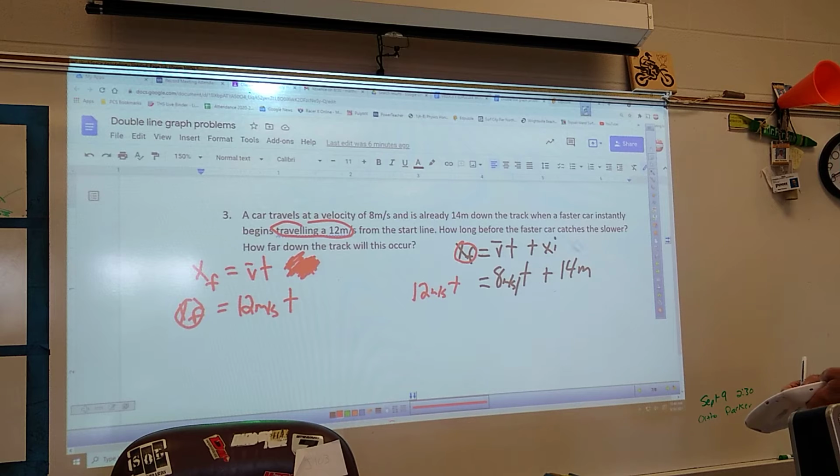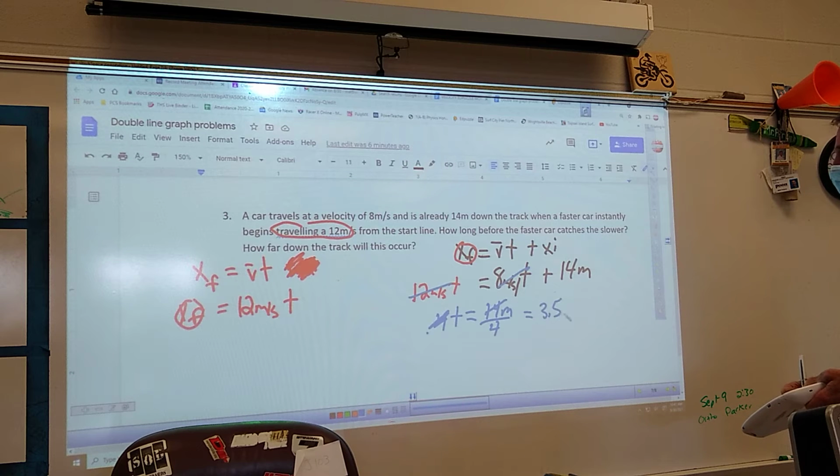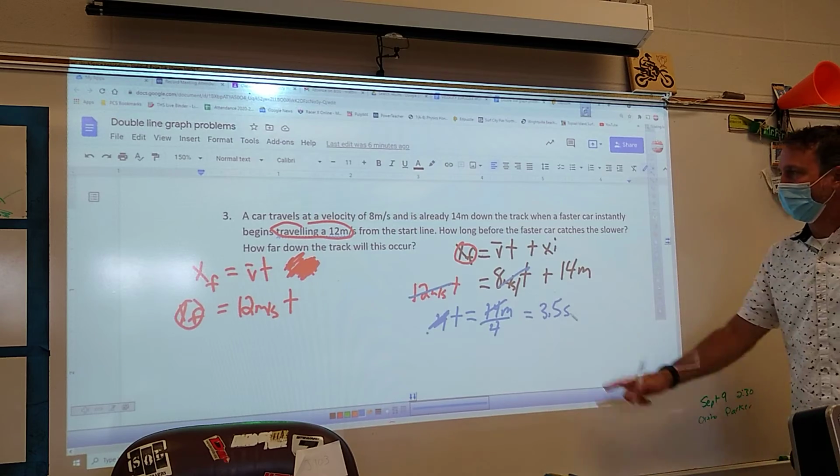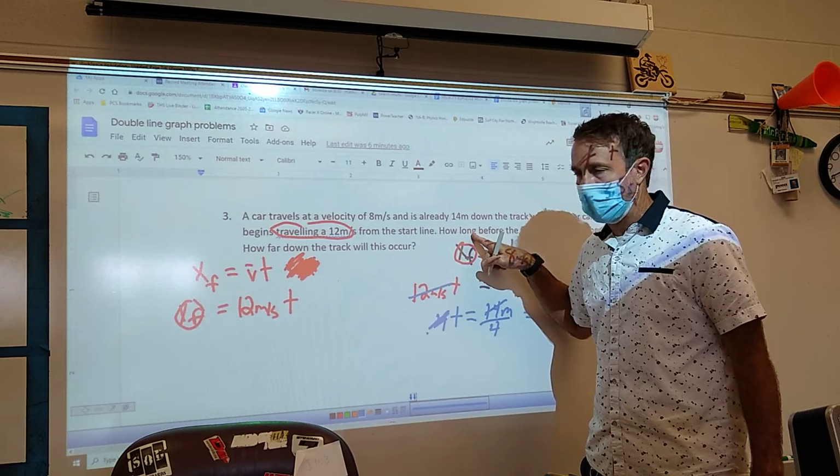All right, so we're just going to solve for t. I'm going to switch to blue here. I have 8t right here. That's going to leave me 12 minus 8 on this side with 4t. Everybody agree with that? 4t equals 14 meters. So let's solve for t. 14 divided by 4 is 3.5 seconds. Right? So that's how long. It's 3.5 seconds.